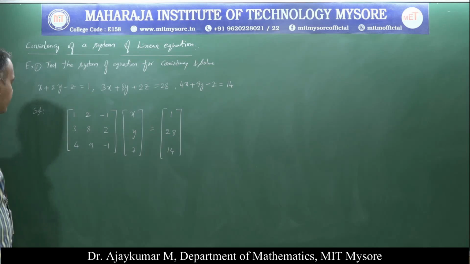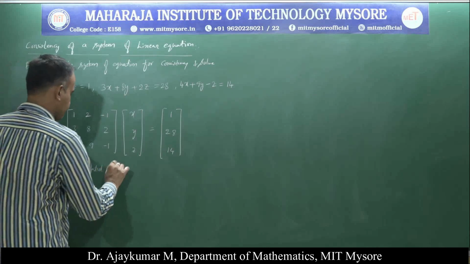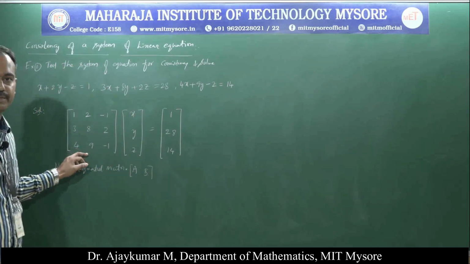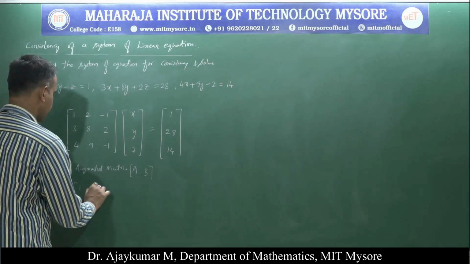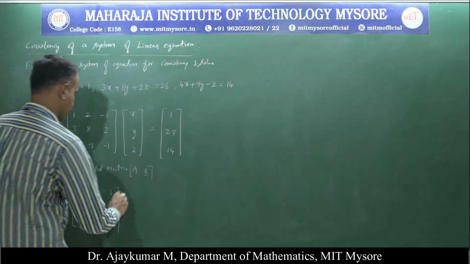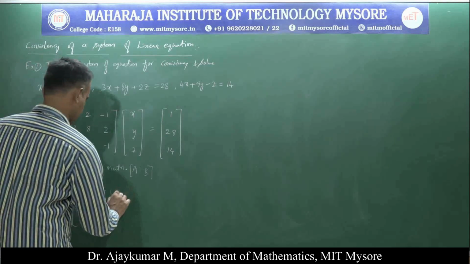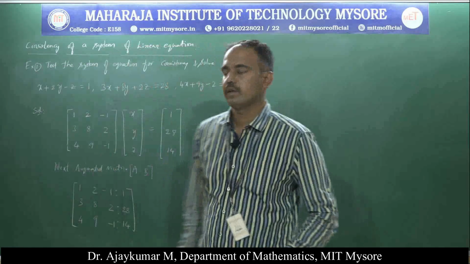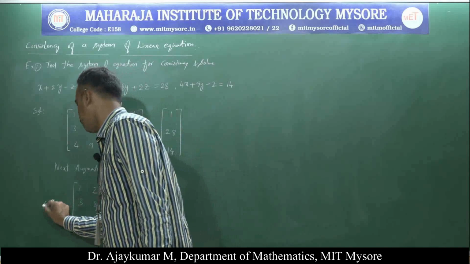Now the next one is the augmented matrix. The augmented matrix means the coefficient matrix A along with the column of constants. Now we can specify the augmented matrix.